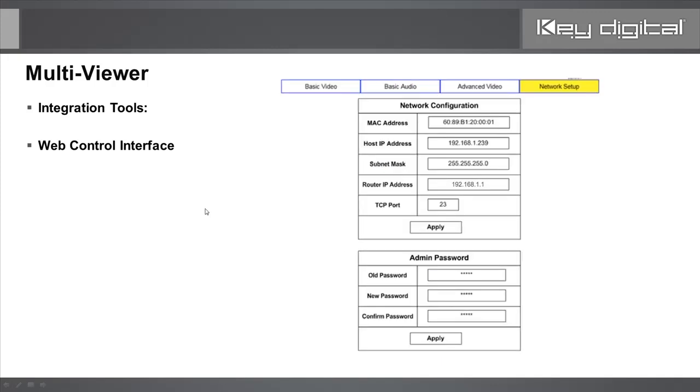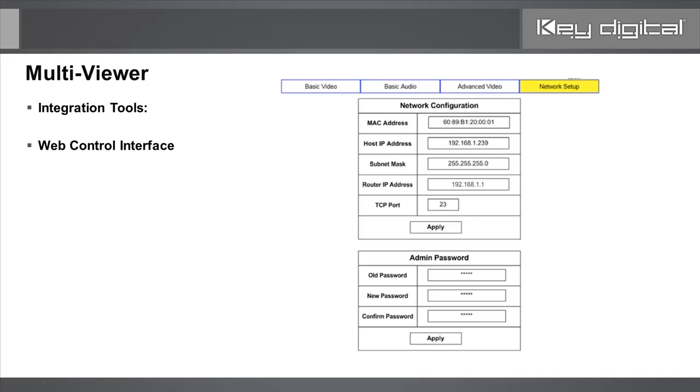And we have our network setup, where you can adjust the IP address and the default gateway or router IP, and you could apply a new password to log in to the web control interface. So this is very cool, and again, you could just type in the IP address of the MLV4x2 Pro on your network to access this.